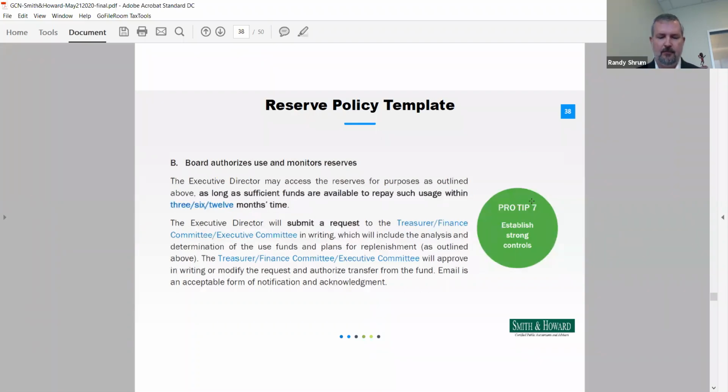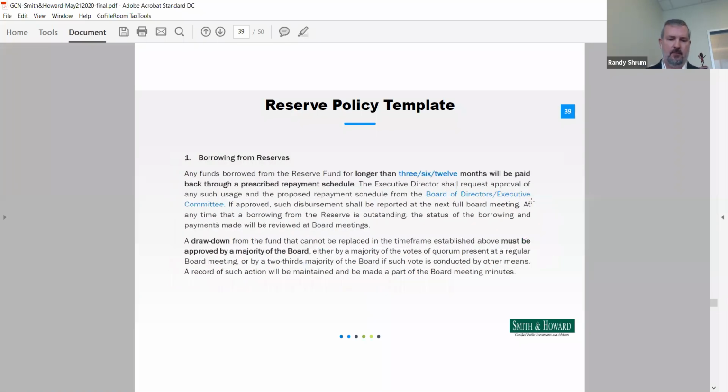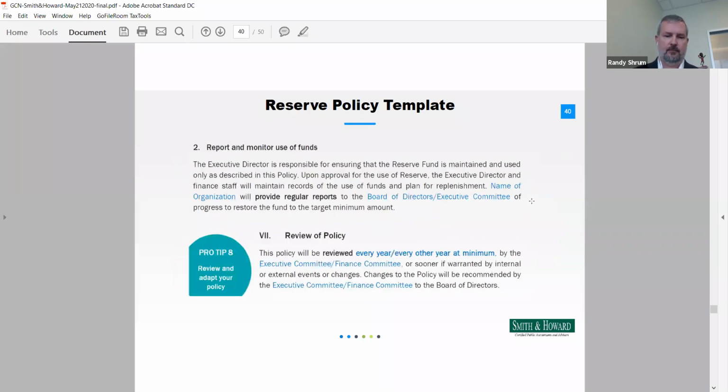Tip number 7, most organizations allow the executive director to access reserves with just committee or maybe treasurer approval if the amount is below a defined limit and the payback period is within a set number of months. When requests are above that established threshold, usually the executive director will need the full board or an executive committee approval. Lastly, tip number 8, your reserve policy is a living document that should continue to reflect the circumstances facing your organization over time. You really want to review it at least every year at a minimum.